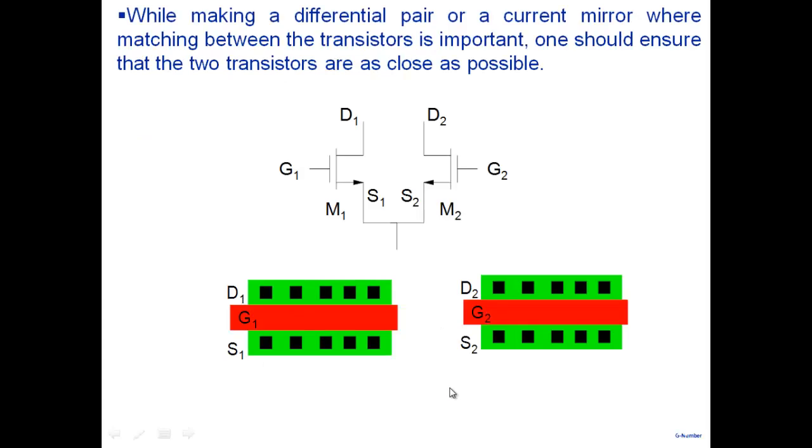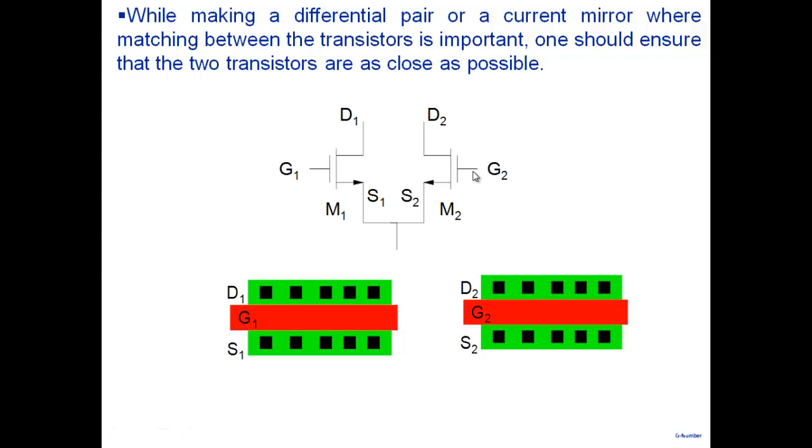At various places, not so much in digital. This you can see here. This is a differential pair. A differential pair is like this, or you may require a current mirror. Where what is important is that the two transistors should be very well matched. The matching between the two transistors is very important.